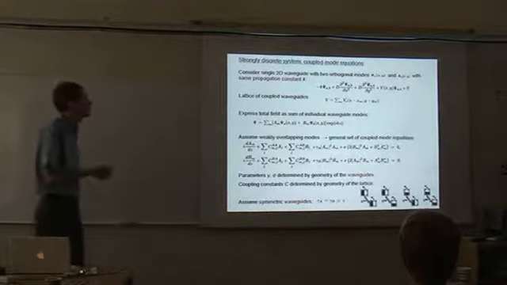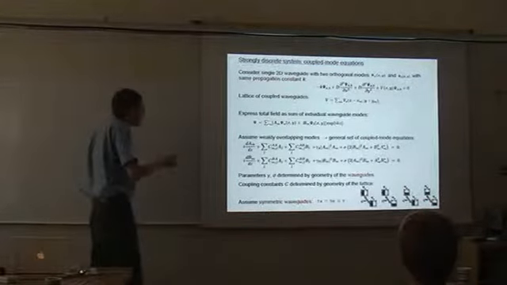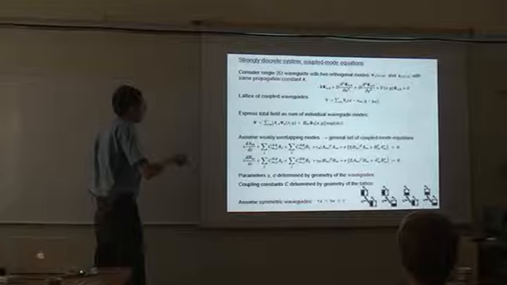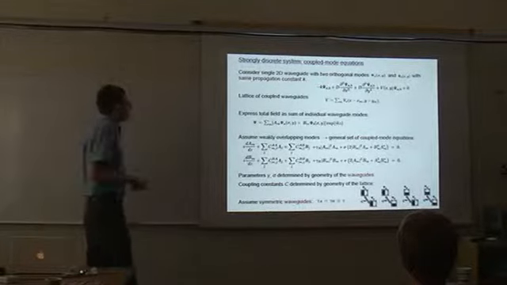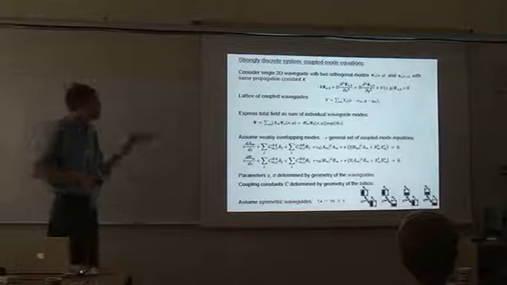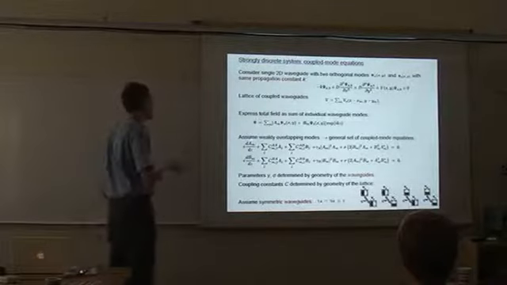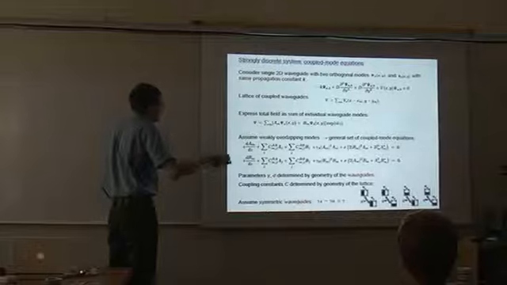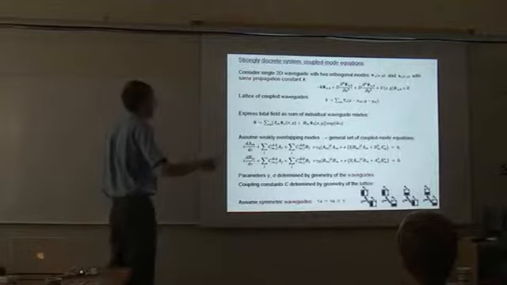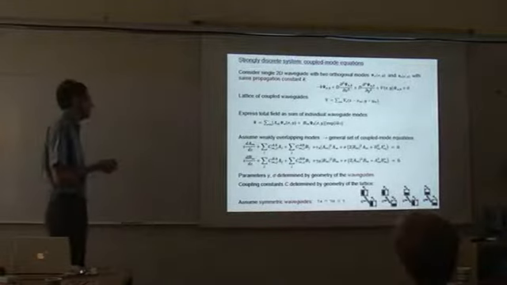So what you do is that you express the total field as a sum of individual waveguide modes. So am is then the coefficient of the psi a, and bm is the coefficient of the psi b. And this is essentially corresponding to the tight binding approximation. You assume that the modes are weakly overlapping. So essentially with perturbation theory you can derive this general set of coupled mode equations.